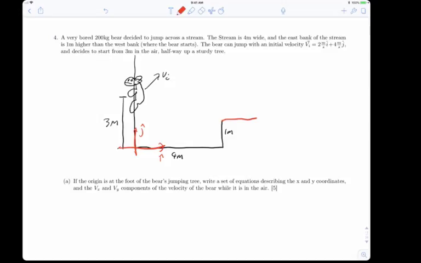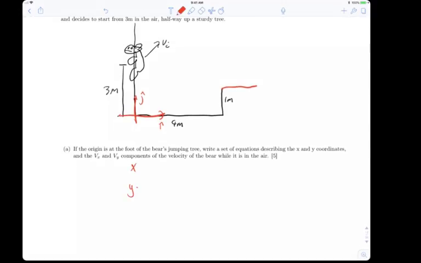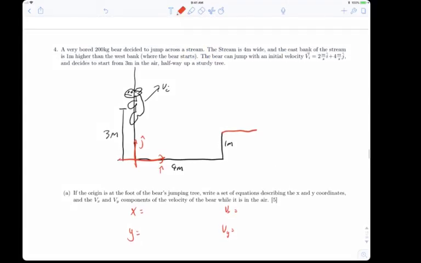Okay, so now I need to find the projectile motion equations. x, y, Vx, Vy. Its initial position along the x-axis is 0, its initial position along the y-axis is 3. Its initial velocity in the x-direction is 2, its initial velocity in the y-direction is 4. Its acceleration in the x-direction is 0. Its acceleration in the y-direction is minus 9.81. So this is 2, and this one is 4 minus 9.81 times t.